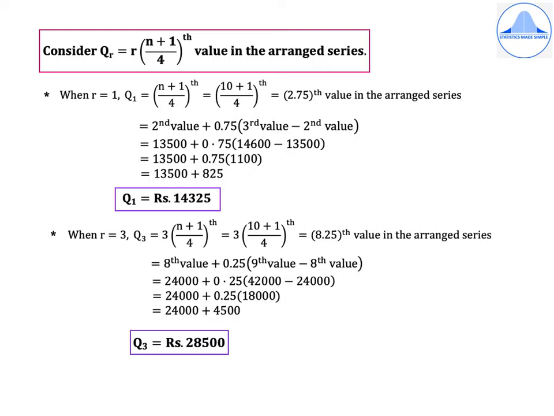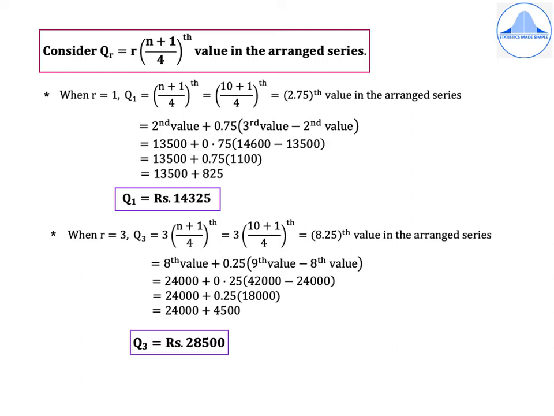plus 0.75 into (third value minus second value), which is 13,500 plus 0.75 into (14,600 minus 13,500), which gives us 13,500 plus 0.75 into 1,100, which is equal to 13,500 plus 825, which gives us Q1 equal to rupees 14,325.